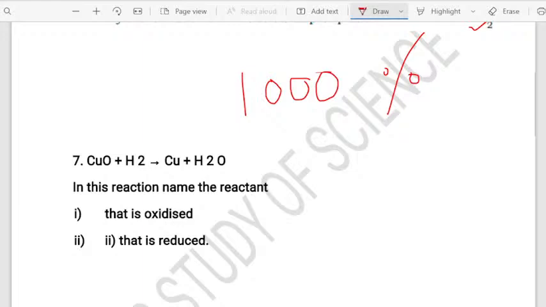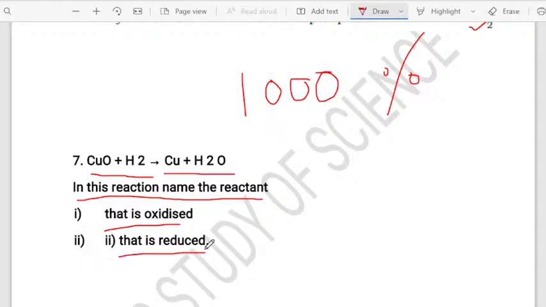The next question is, dear students, copper oxide combined with hydrogen gives rise to copper and water. In this reaction, name the reactant that is oxidized and that is reduced. Let me now wait and see who will give the right answer.